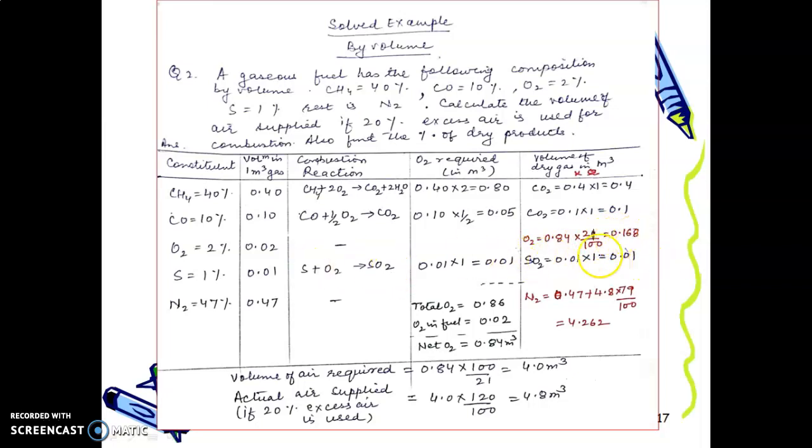Now sulfur dioxide is 0.01 into 1, so it will be 0.01. Nitrogen will be 0.47, which comes from the nitrogen present in the fuel, plus 4.8 into 79 by 100. That means this value is multiplied by 79 by 100. Why have we taken 79? Because this is the percentage of nitrogen present in air by volume.